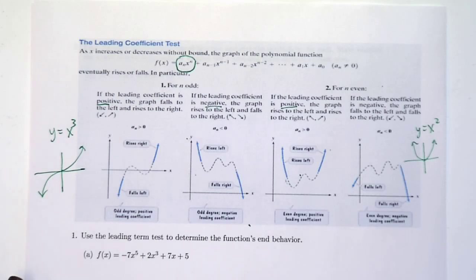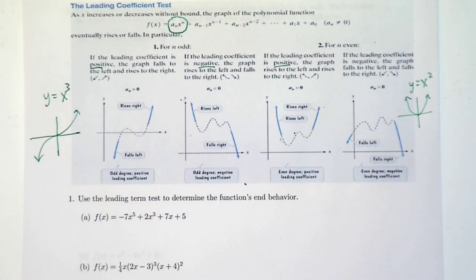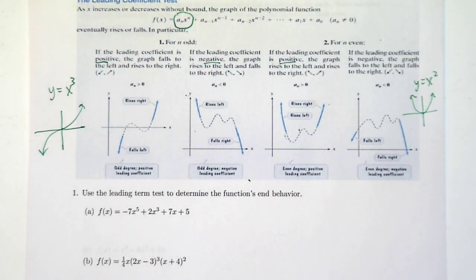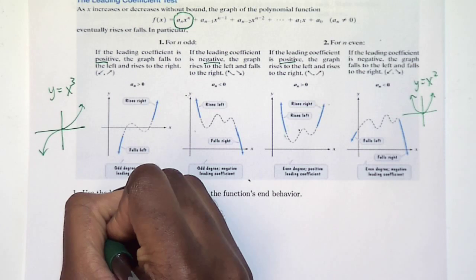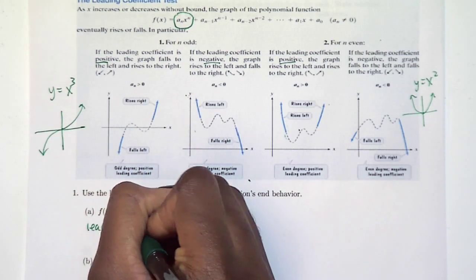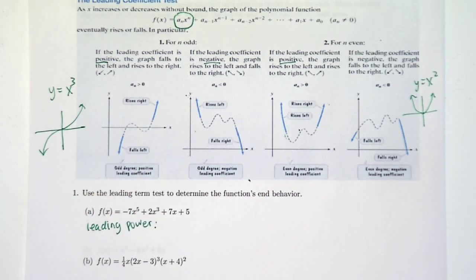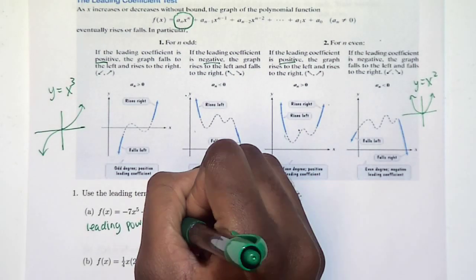Okay, so let's use the leading term test to determine a function's end behavior. Let's look at the first one, -7x to the 5th plus 2x to the 3rd plus 7x plus 5. We want to look at the highest power, which we call our leading power. The biggest power we have is 5.